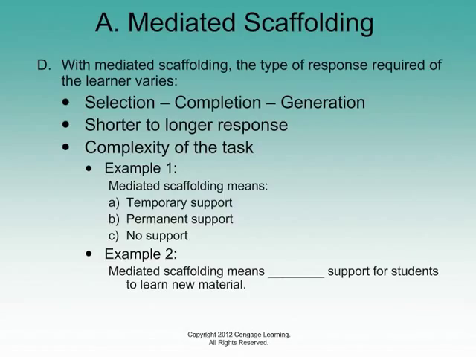Multiple choice, completion, fill in the blank, generation, short answer, essay. The type of response required of the learner varies. Selection would be multiple choice, completion would be fill in the blank, and then generation would be that they come up with a short answer or essay.